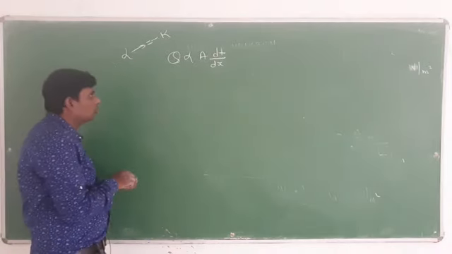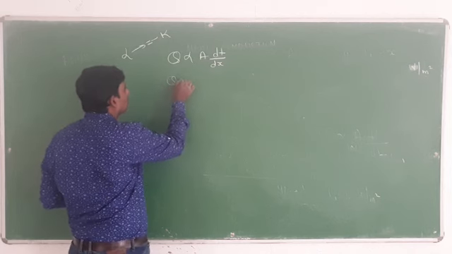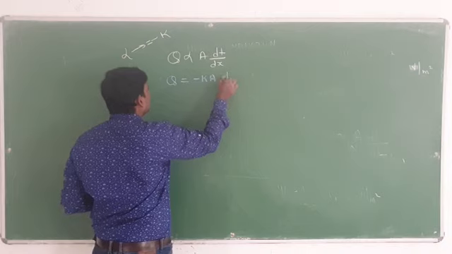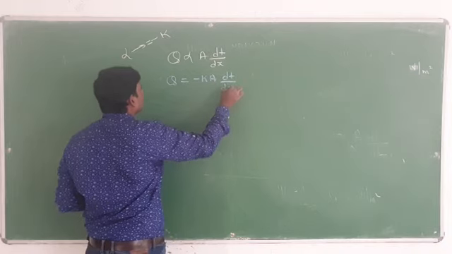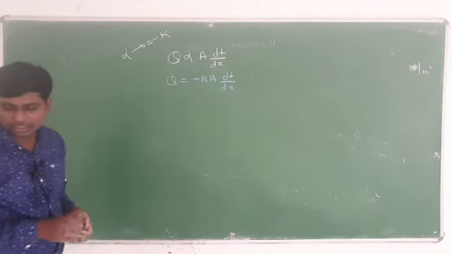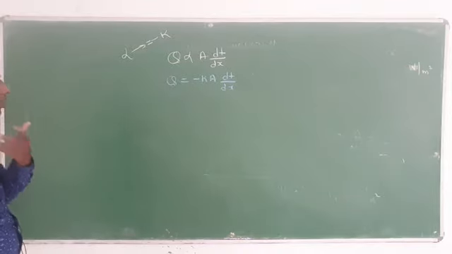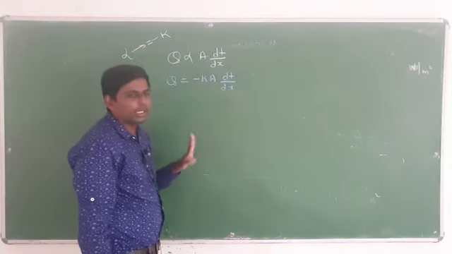So, here Q is equal to minus K A dt by dx. Q is equal to minus K A dt by dx.